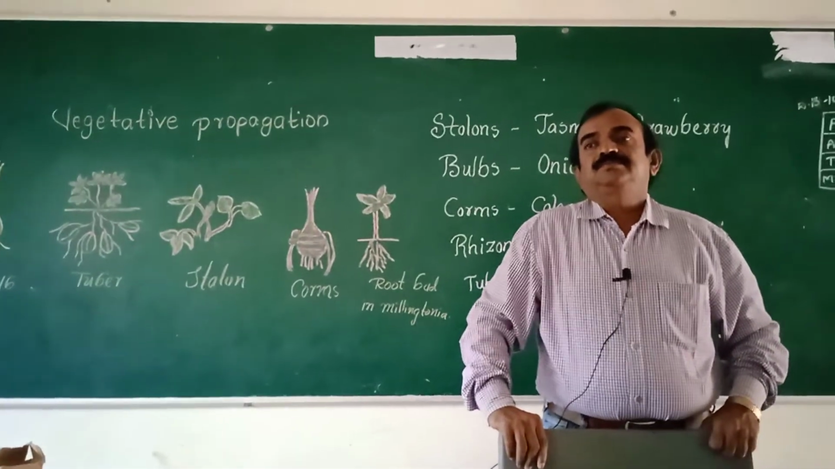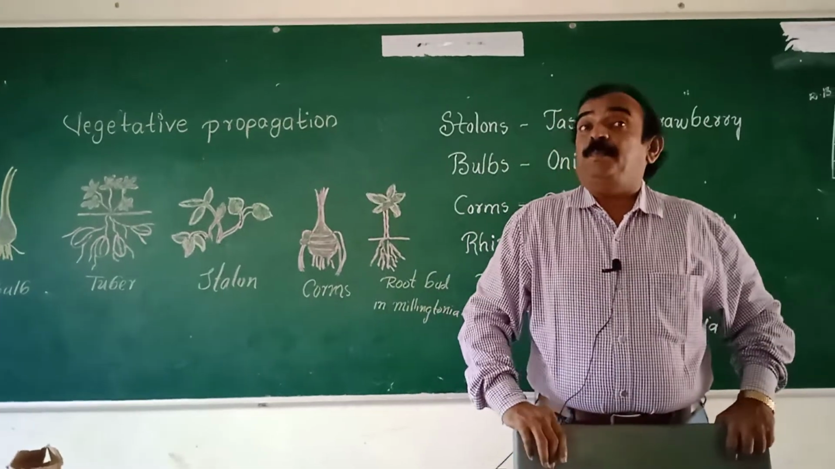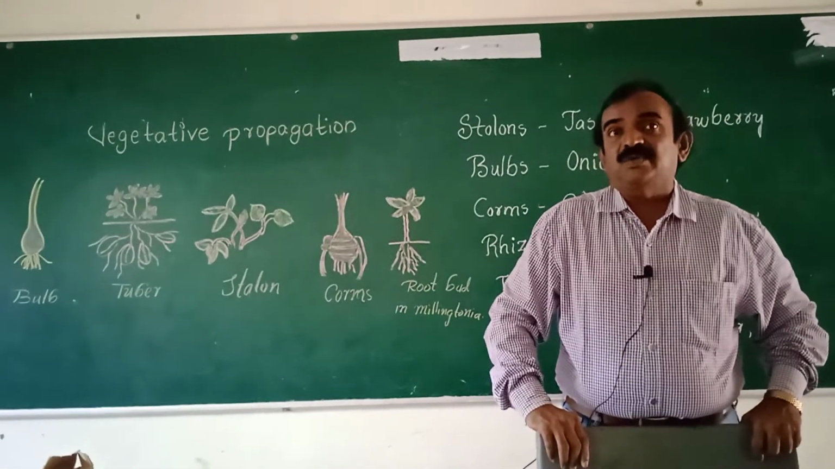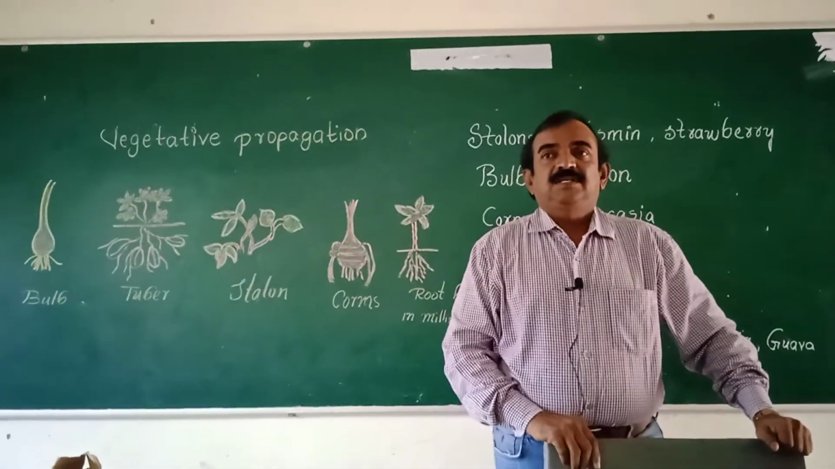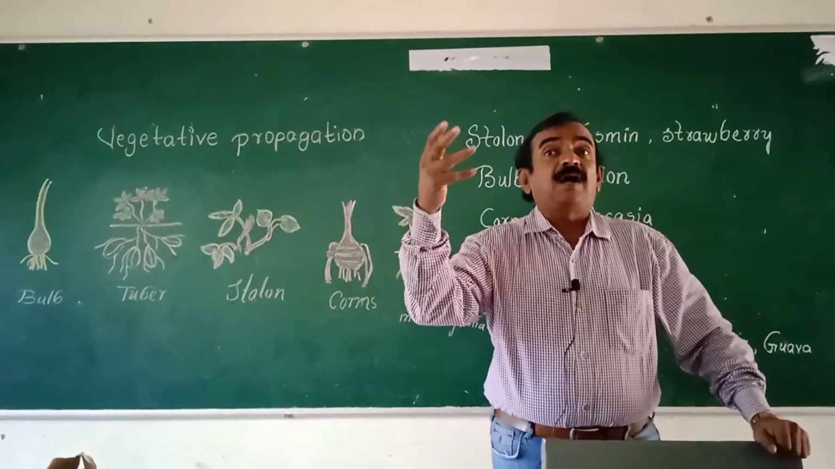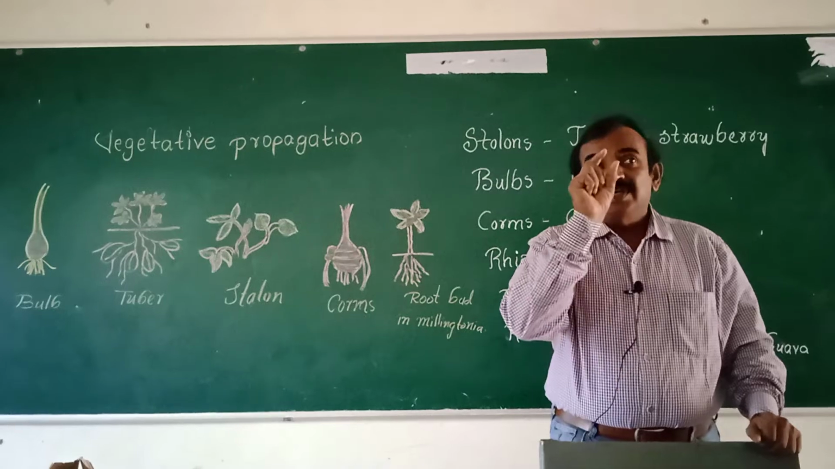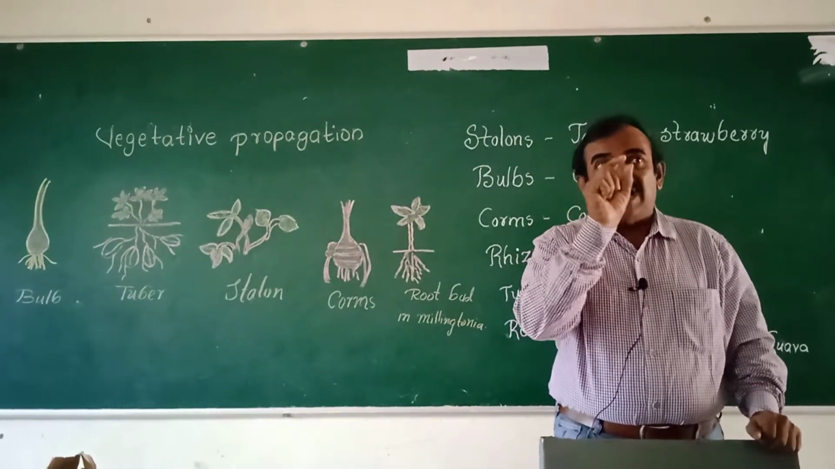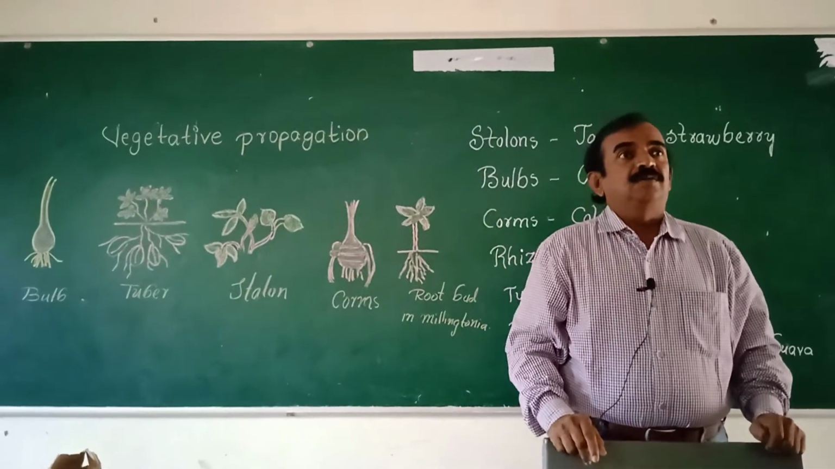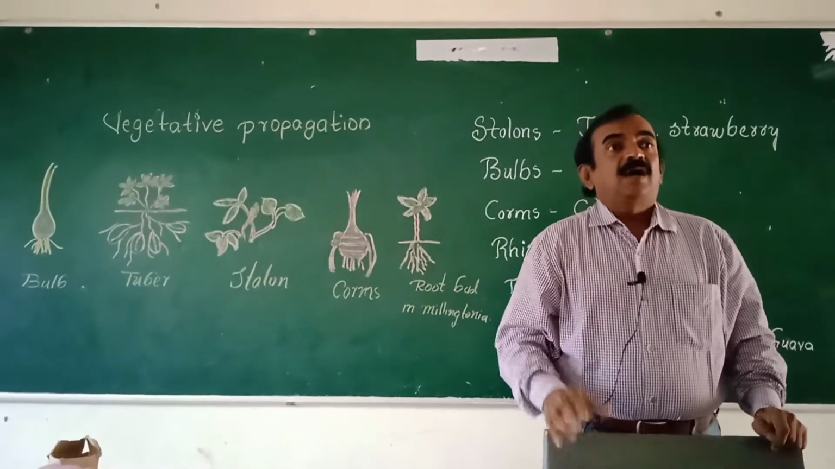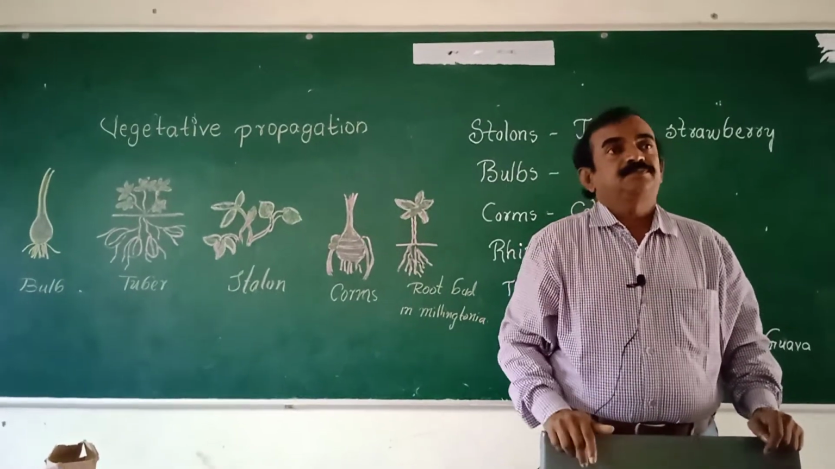Natural. For example, listen carefully. The vegetative parts of the plant can give rise to new plants. Suppose you pluck a leaf of bryophyllum and keep it on the ground. After a few days, it is producing what? A new plant.